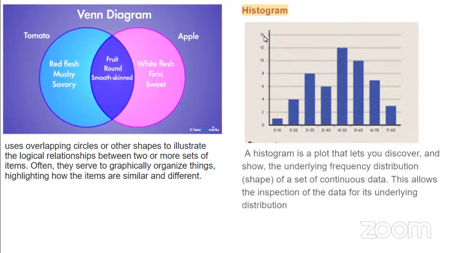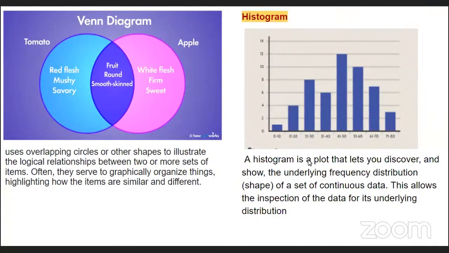And then a normal histogram is a plot that lets you discover and show the underlying frequency distribution of a set of continuous data. This allows the inspection of the data for its underlying distribution. So here we have the class, and then we have the frequency. So it's just a basic statistical graph to represent the data that you have collected and classify it into segments that are easy to understand.